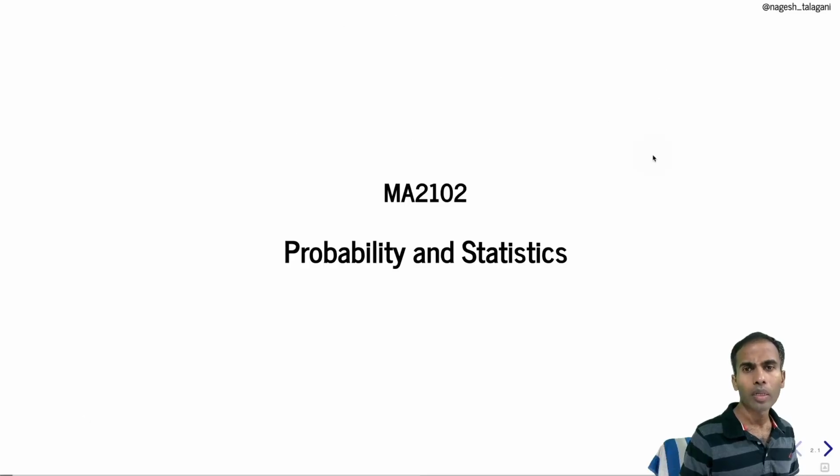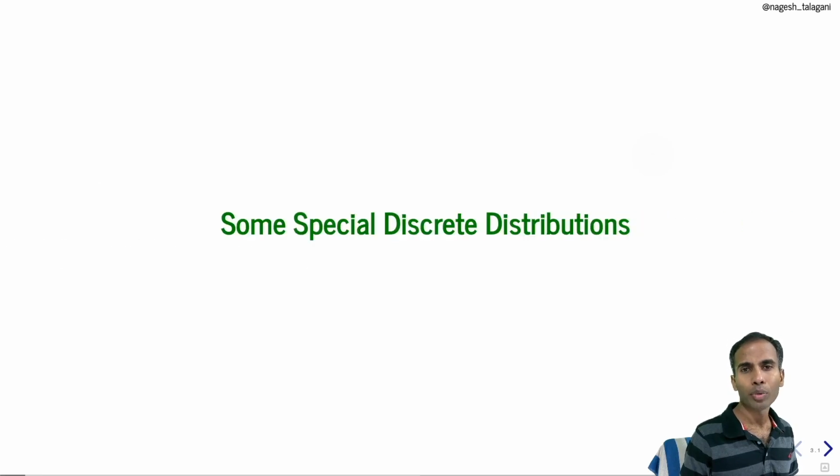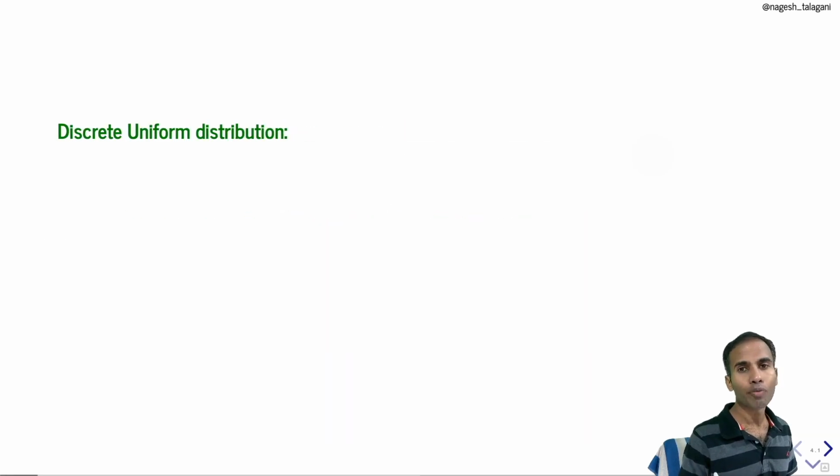Hi students, in this video we are going to look at some special discrete distributions that come up a lot in practice. First we are going to look at something called the discrete uniform distribution. Let me show you the situation where it occurs.